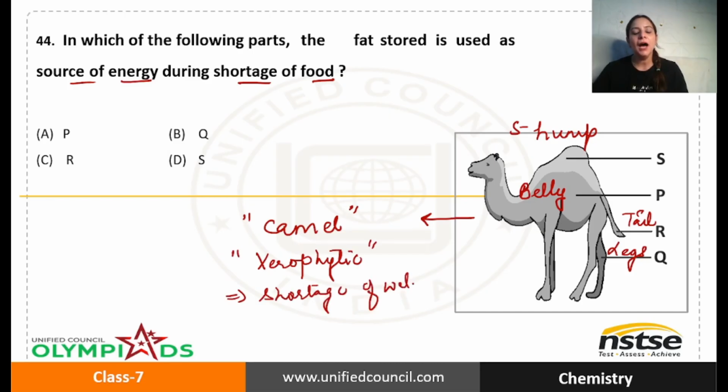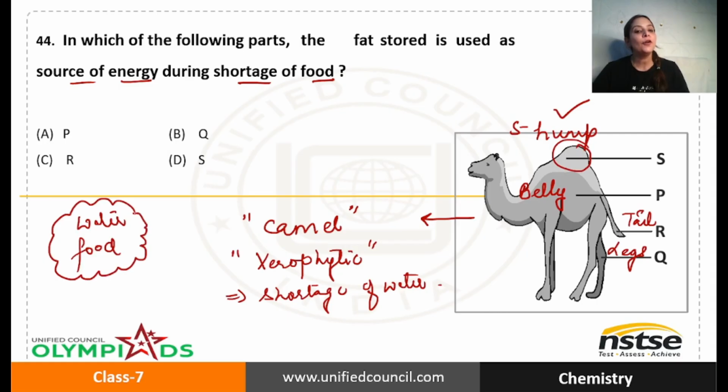So they are modified in such a way so that they can walk smoothly on the sand, and also they can survive well even in the shortage of water, or even without food for a few days. So camel has got hump for this. Hump is a region which stores water, and also here it stores food also.